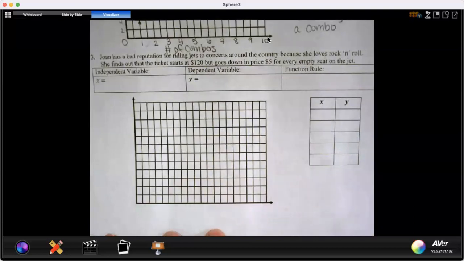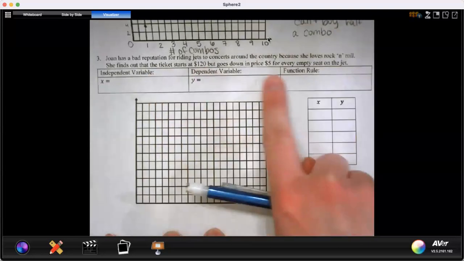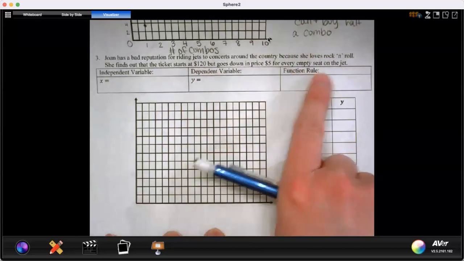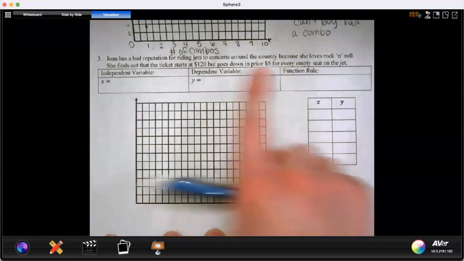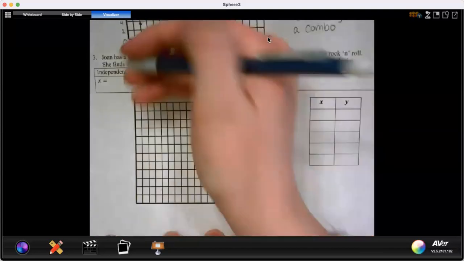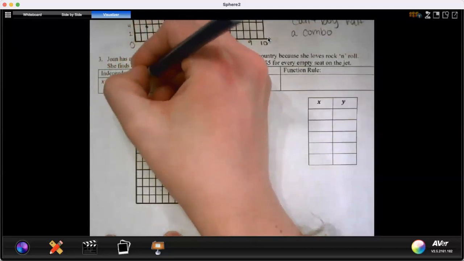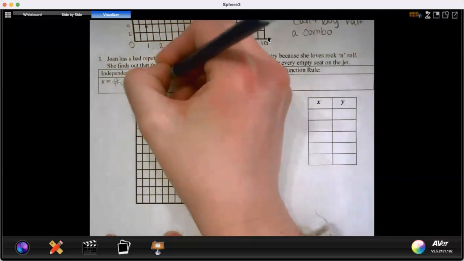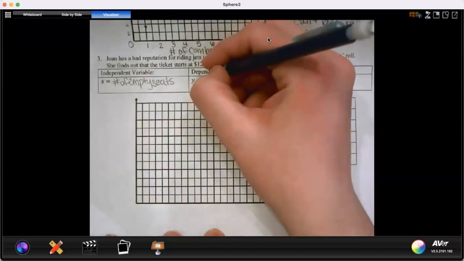Rereading the scenario, we know that the price of a ticket goes down $5 for every empty seat on the jet. So every time there's an empty seat, it goes down $5 more. That's going to indicate that it has something to do with our independent variable. So the number of empty seats is going to be in direct relationship to what? It's going to be a direct relationship to the cost of the ticket.